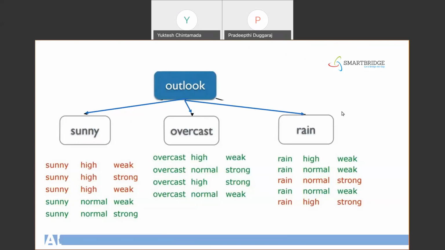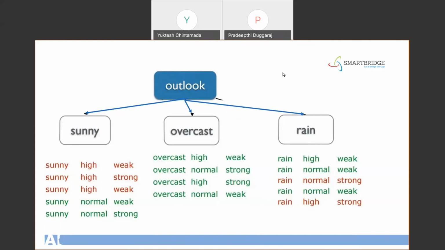Again, I'm telling you, the decision tree will divide the data set into different subsets until it gets pure sets. First it divided with the help of outlook, and it got 3 categories. Overcast can be considered a pure set because it has all yeses. But sunny and rain are impure sets, so you have to divide these further until you get pure sets.